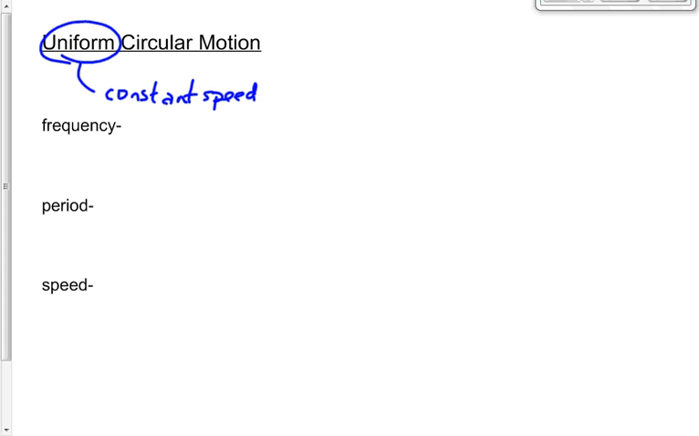There's a few terms that we have to define before we go any further, just like we do at the beginning of pretty much any unit. The first term is frequency. You guys have all heard that word before, right? Who has an idea as to maybe what frequency means? Think of it in the context of a sentence. Where have you heard that word before? Give me a sentence involving frequency.